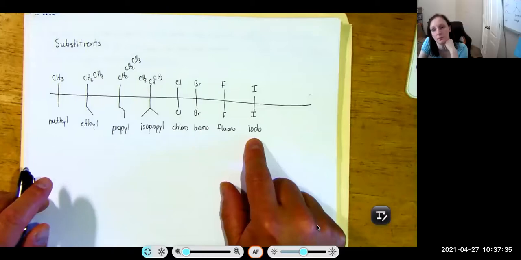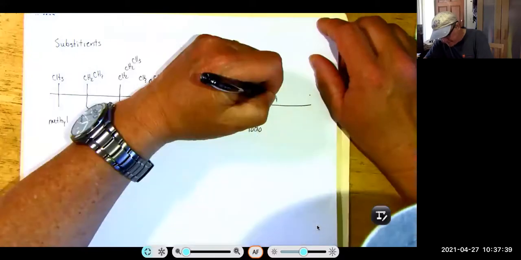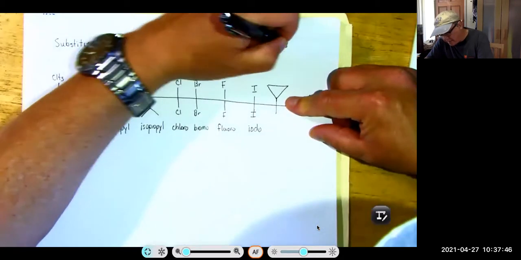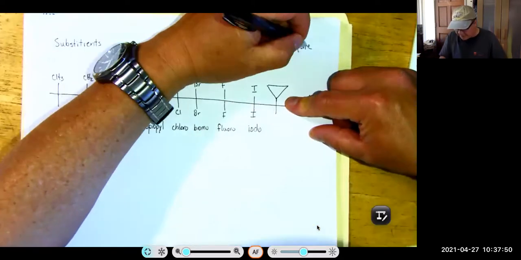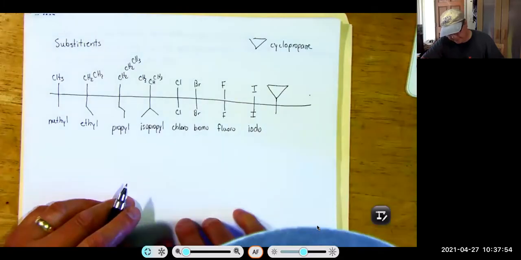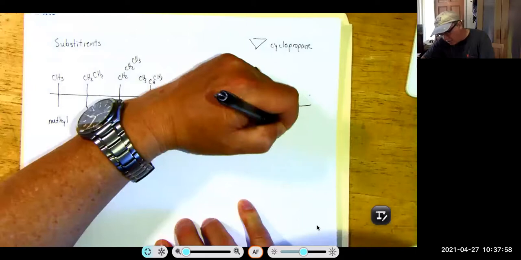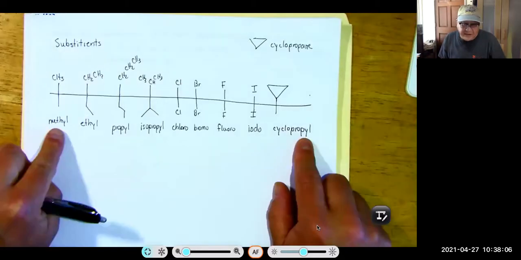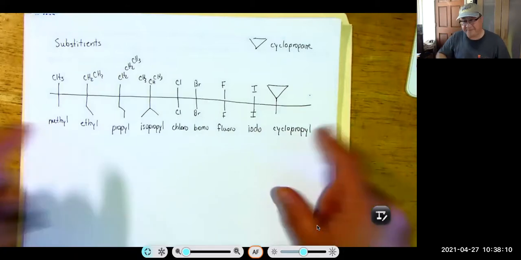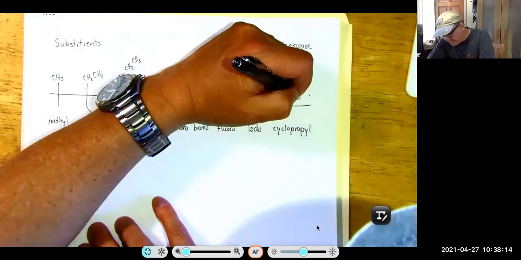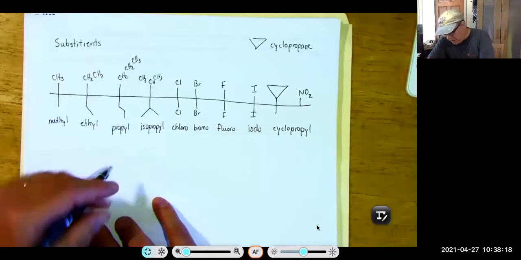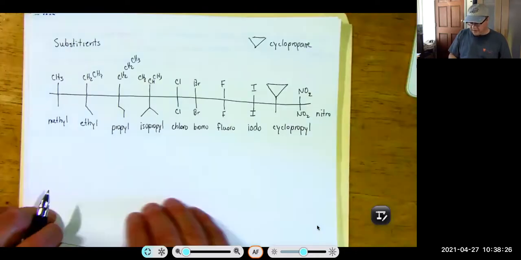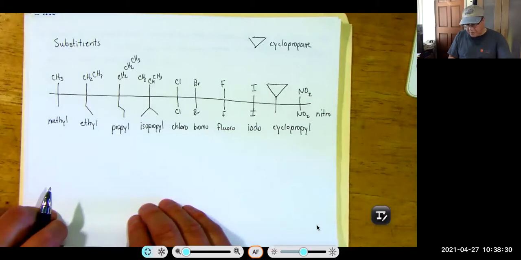Now, there's a few others you might want to know, like if you had this, it would be called cyclopropane. So as a substituent, what would that be called? Cyclopropyl. So here, like methane, you take off the ane, you add yl. Another one is this one, NO2. It's called nitro. Those are pretty much the ones I want you to know. We might learn a few more later.